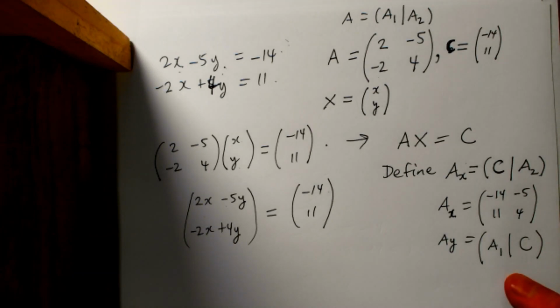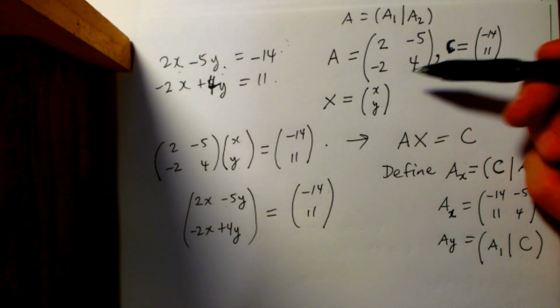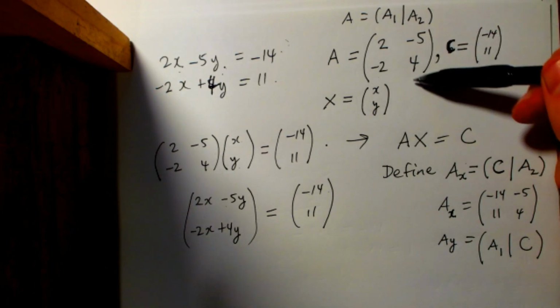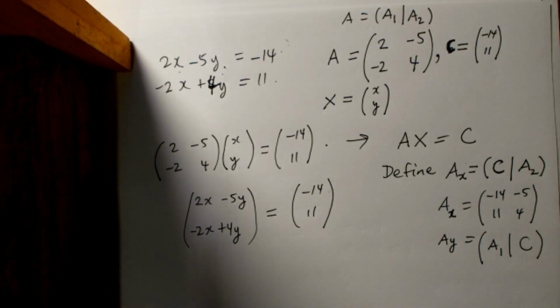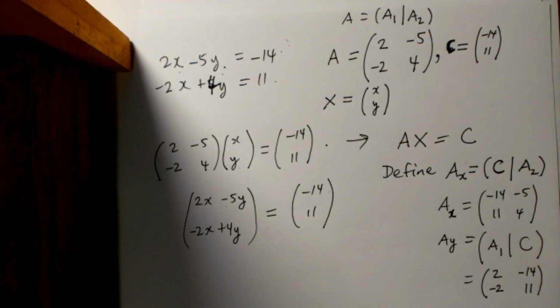Alright, so A1 with C means just take the first column of A and then put the column of C in the second column of the resulting matrix. So in this case we would have 2 over minus 2 and then minus 14, 11. So these are the two matrices that we need to use Cramer's rule.